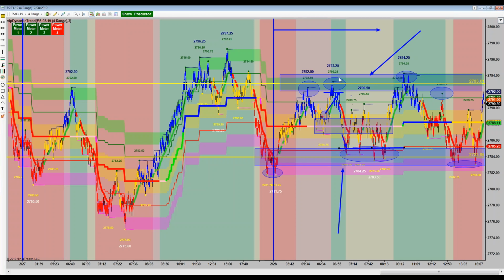Okay, any questions on this final setup on the range for support and resistance? I'm going to completely erase this, clean this chart off, and we're going to move on to other setups. Any other questions on this? Okay, let me clean the chart off.